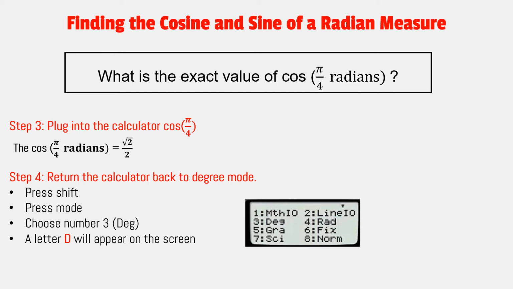How do we do so? You press Shift again, Mode. Now you choose from the list number 3, which is degree. Then a letter D will appear on the screen. Once a letter D appears on the screen, this means your calculator is on degree mode and you can conduct any calculations.